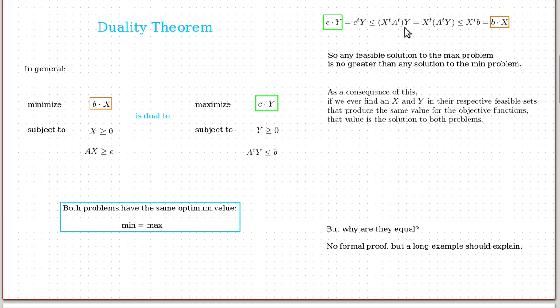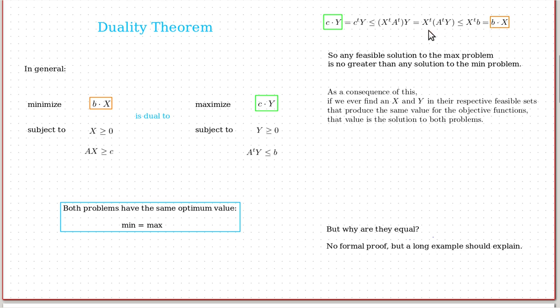Now if you just regroup over here, just rewrite this x transpose times A transpose times y as x transpose times the quantity A transpose times y, then we can use this other inequality over here. This says that A transpose times y is less than or equal to b, and now I'm going to do the same thing. Since this is less than or equal to b, we get this inequality. And again, we're appealing to the fact that x is a vector of non-negative numbers. That's one of the constraints on x.